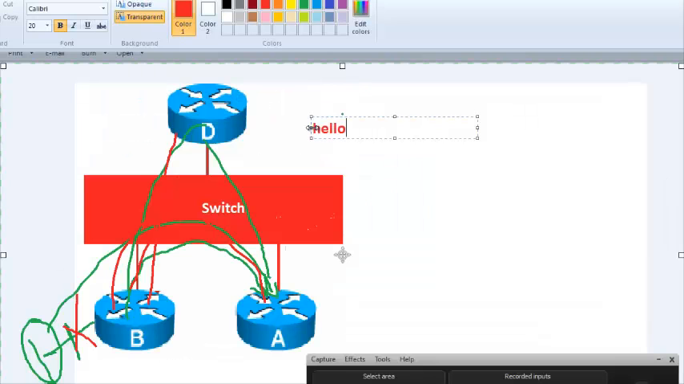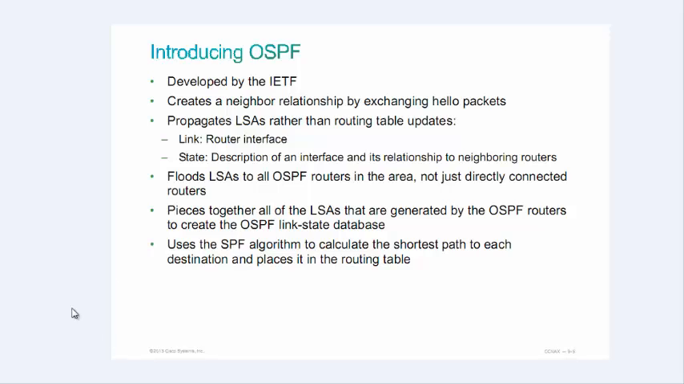So what is an LSA? I told you earlier. If B is coming up, B will tell A, I have come up, my networks are so much, my router ID is 1.1.1.1. All the details it will tell to the next router. When it tells this to the next router, that is with the help of an LSA, which is called a link state advertisement.